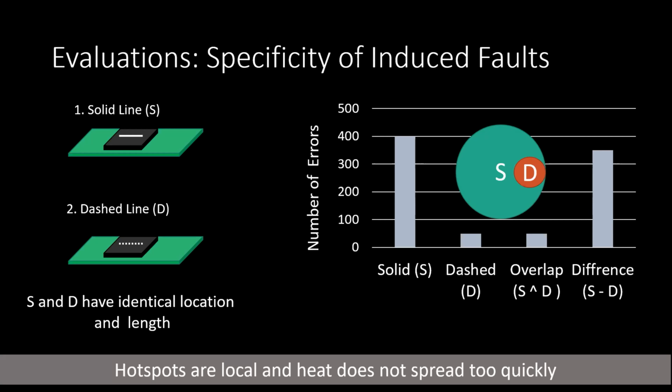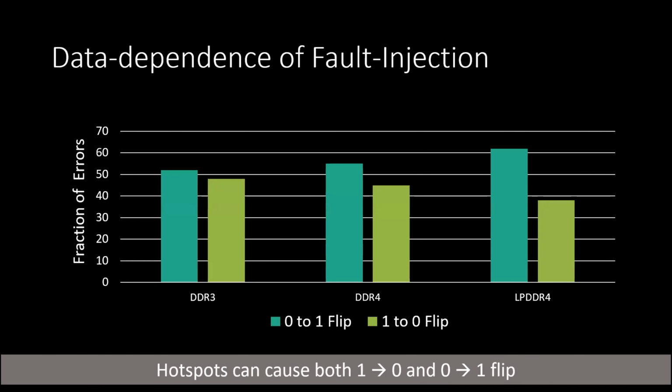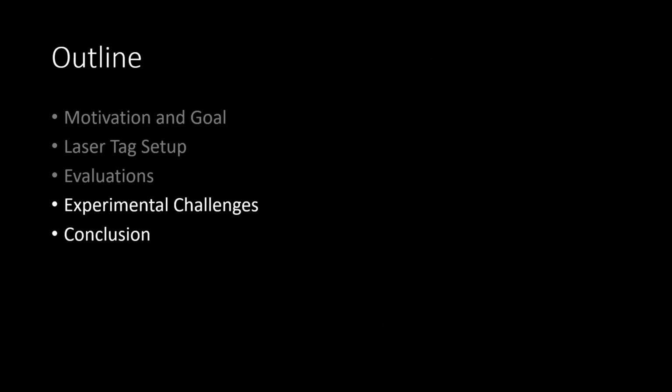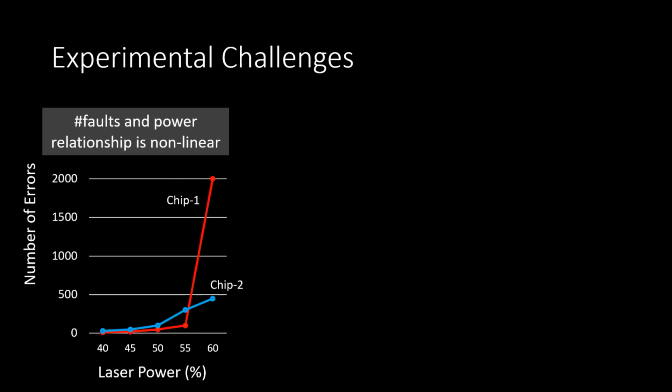So this was something that we tested with this type of experiment. And the other thing that we saw is the data dependence of fault injection. We see that we can induce both 0 to 1 flips and 1 to 0 flips. So overall, this characterization gave us the confidence that we can induce bit flips in all DRAMs. These bit flips are precise. They are repeatable. And I think that's something we wanted to test first before we move to the reverse engineering. But there are some challenges also.